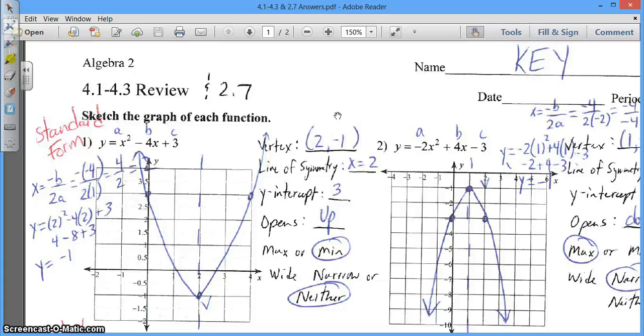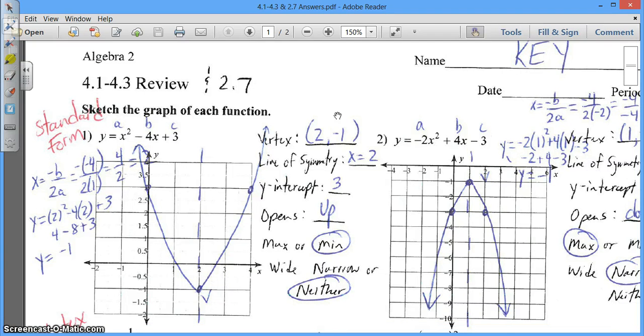Okay, now graphing quadratics. Numbers 1 and 2 are in standard form. Okay, and I have it written in red here. So if you look right here, standard form. To find the x of my vertex in standard form, I use this little formula, negative b over 2a. So I went and labeled my numbers a, b, and c.